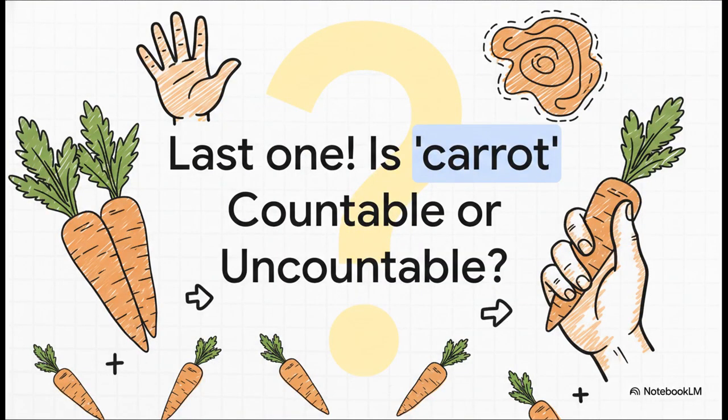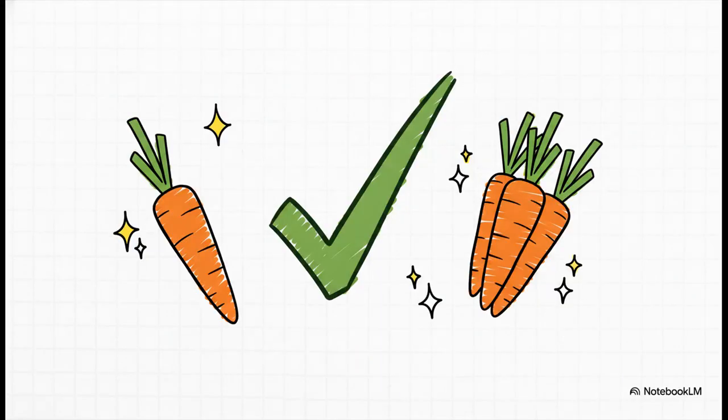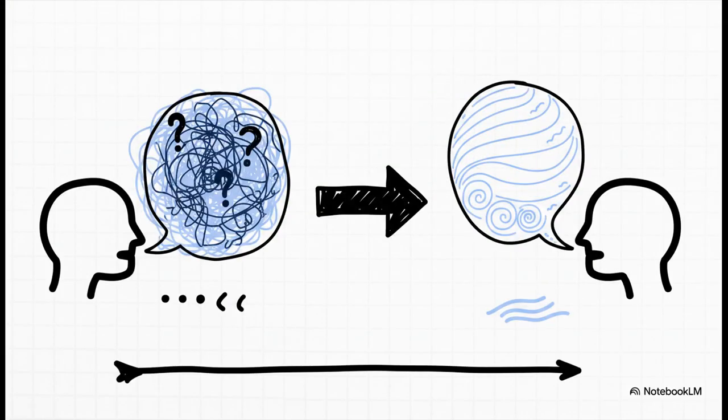Okay, last one for our little practice round. You're doing great. The word carrot. What do you think? Nailed it. It's countable. You can have 1 carrot. You can have a whole bunch of them. You can say, I love carrots. Excellent. And really, that's what this is all about. Once this clicks for you, your English is just going to instantly sound more fluid, more natural. It's such a small rule, but it makes a huge impact.